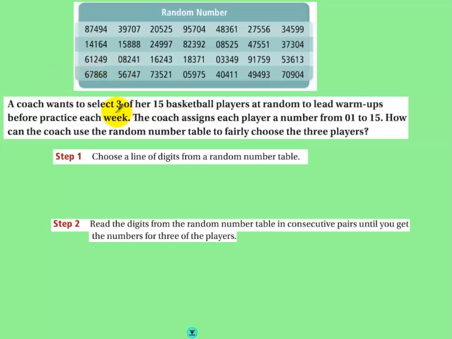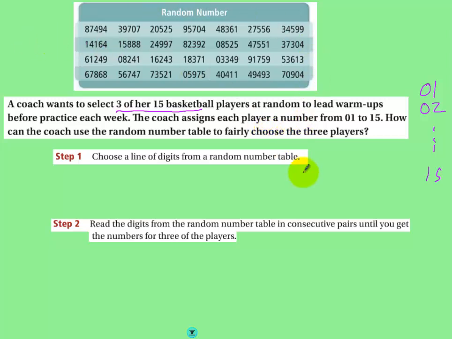Coach wants to select 3 of her 15 basketball players at random to lead warm-ups. Coach assigns each player a number from 01 to 15. So 01, 02, all the way down to 15. How can the coach use a random number table to fairly choose these players?